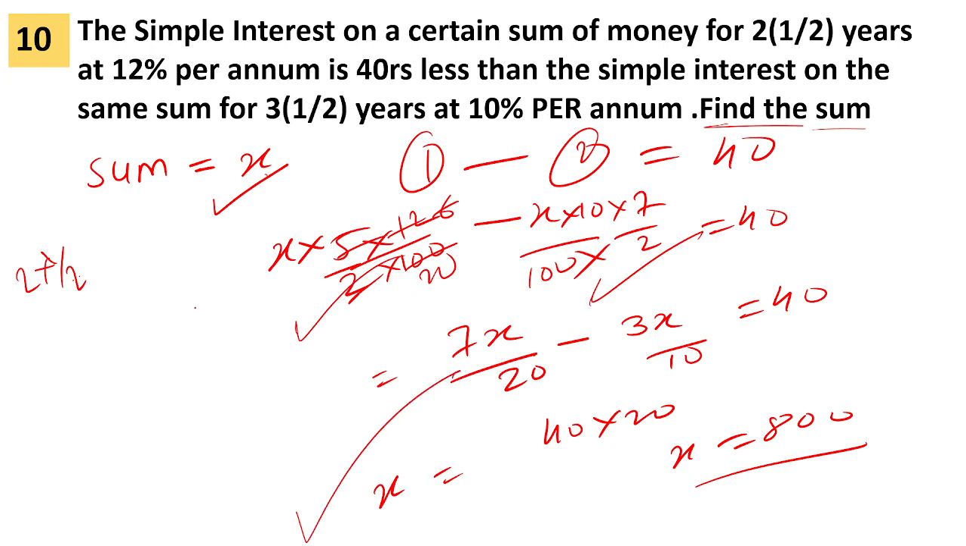Just understand that whenever they are providing two conditions, read the equation properly. Again, the simple interest on a certain sum at 12% per annum for 2.5 years is 40 less. That is, they are providing the difference, that is 40. So we have to subtract the first and second condition. Try to solve this. Again, if you don't get it, ask me in the comment section. In the next video I will again explain this.